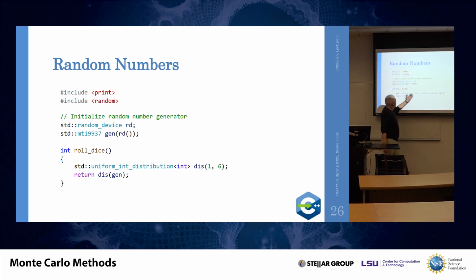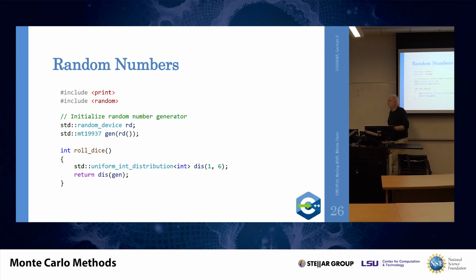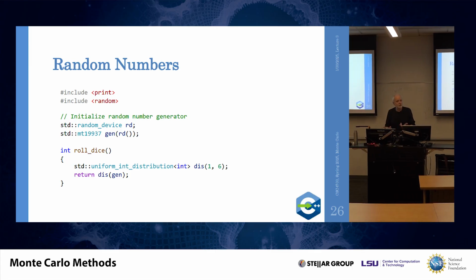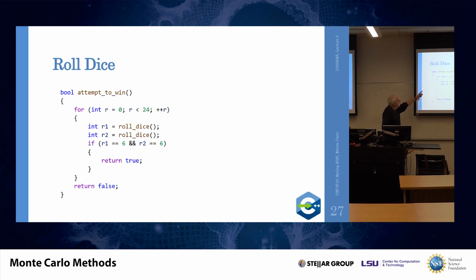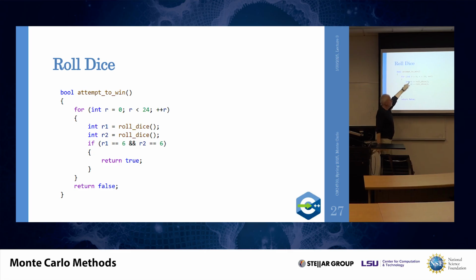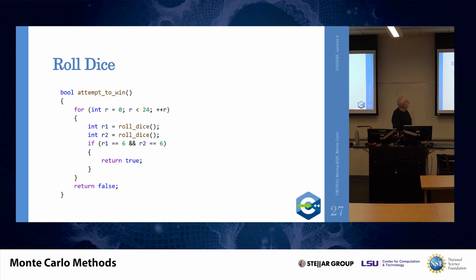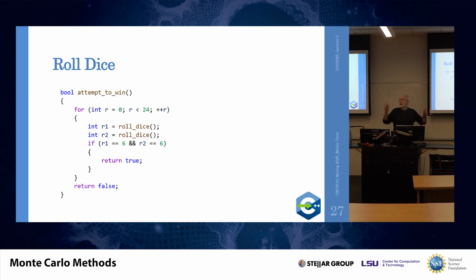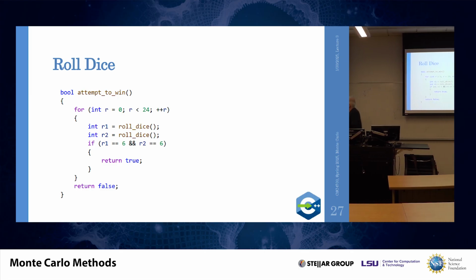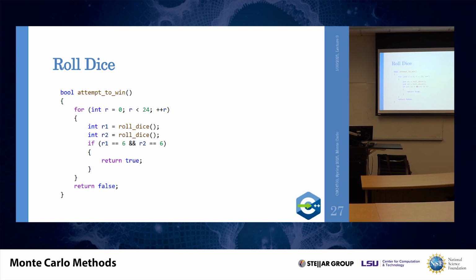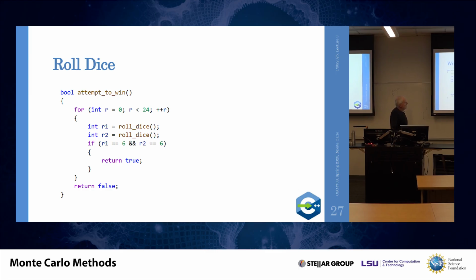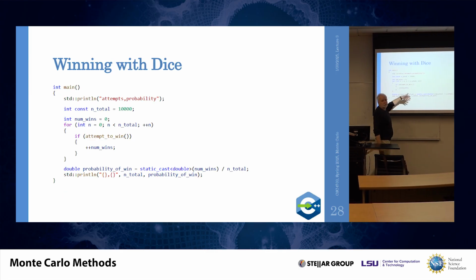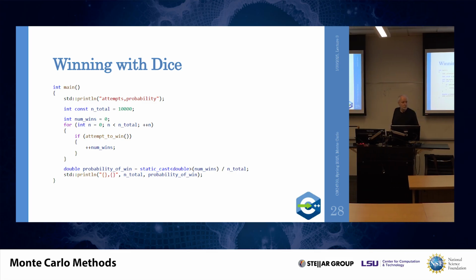This time, we use an integer distribution between 1 and 6 because we want to simulate a dice. So we roll the dice twice in a loop that is executed 24 times. And if both of them are 6s, yay, we won. Otherwise, we just return false after 24 attempts. Easy as that. And then we call the function attempt to win in a loop and do that 10,000 times, and count how often we actually won and how often we lost. Okay?